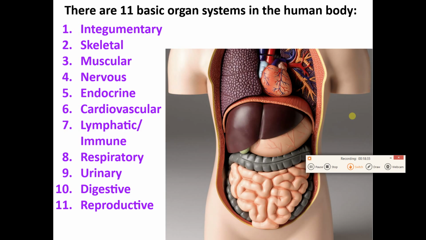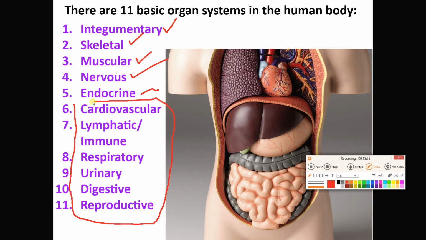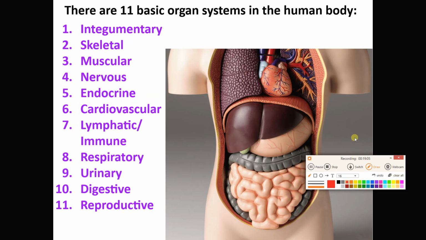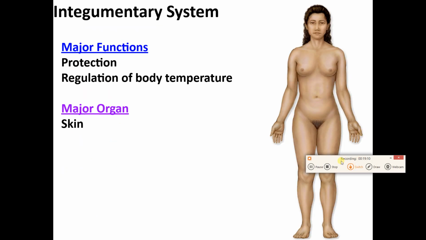Now, this semester in AP1, we are going to do integumentary, skeletal, muscular, nervous, and just a little bit of endocrine. Then in AP2, we knock out a little more endocrine plus all these guys. So we actually do more systems in AP2 than we do in AP1. Okay. Let's go through these systems.